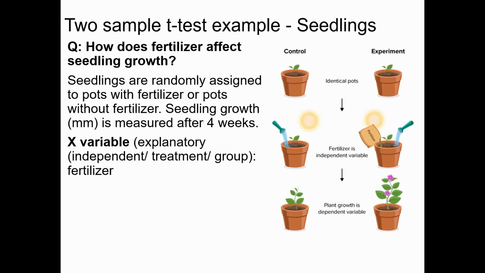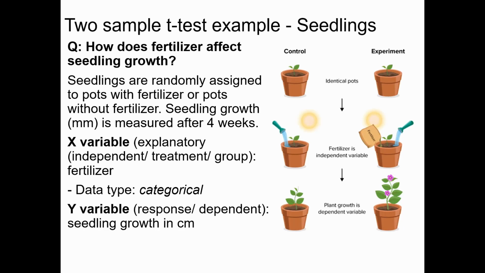If you have more than 2 levels, you have to do a different test. The t-test is only for when you have 2 groups. Remember, 2-sample t-test. The data type for your X variable is categorical, right? It's a category, fertilizer, yes, no. We're not looking at the amount of fertilizer. We're just looking at whether or not you added it.